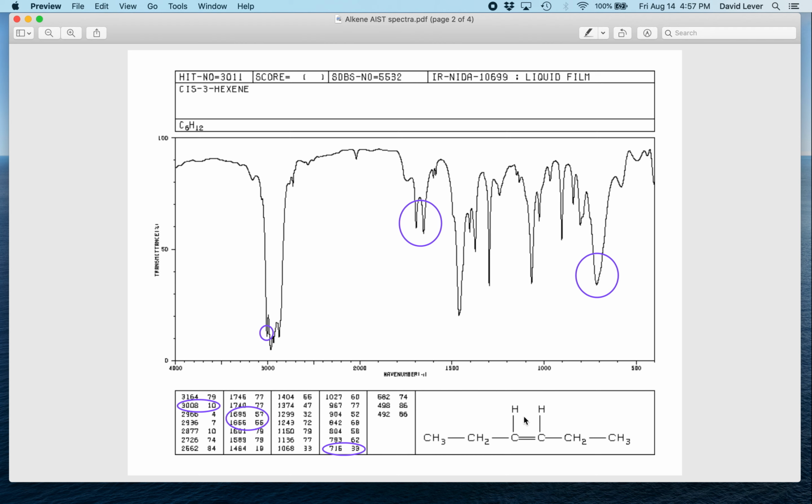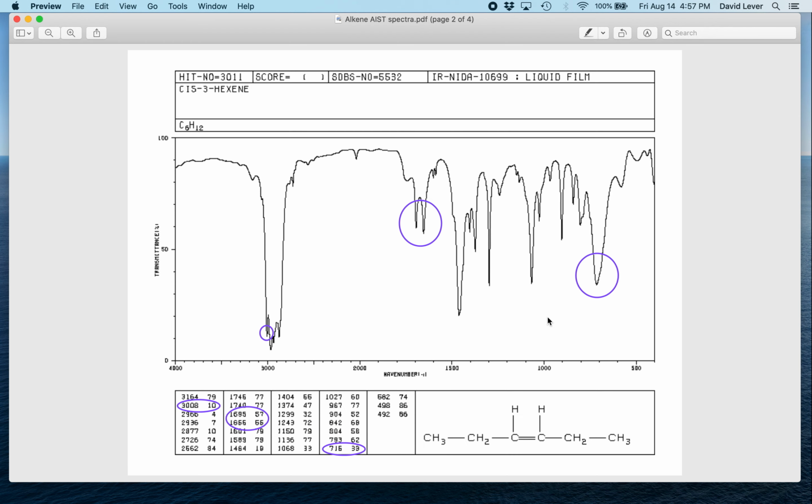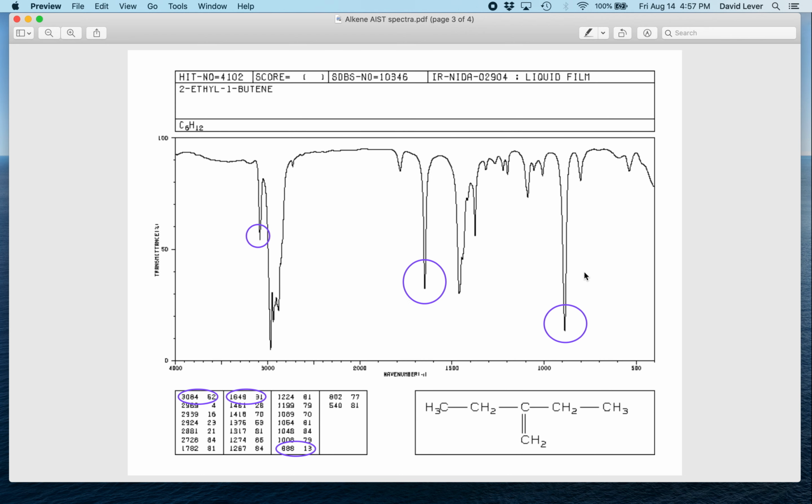A single peak at around 700 is indicative of a cis alkene, whereas the trans alkene had the single peak at about 950, 960. So there's a big difference between the cis alkene and the trans alkene, both in the carbon-carbon stretching region and in the alkene bending area.